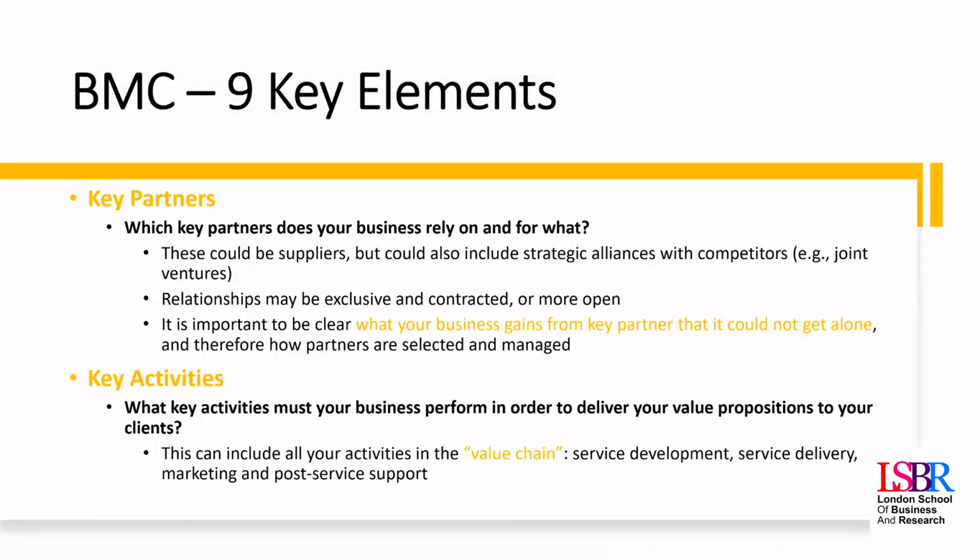Now, these can include all of your activities in the value chain, such as service development, service delivery, marketing, post-service support. These are all functional areas that your business needs to survive, okay? You need your sales team, you need your team for logistics and delivery, procurement, these are all key activities, okay? So for example, if you are a retailer, then you're going to need your sales team to sell the goods and services. You're going to need your warehouse and logistics team to deliver the products from the warehouse to the customer. You're going to need your after sales staff or your customer care department to be able to liaise with any problems, etc.